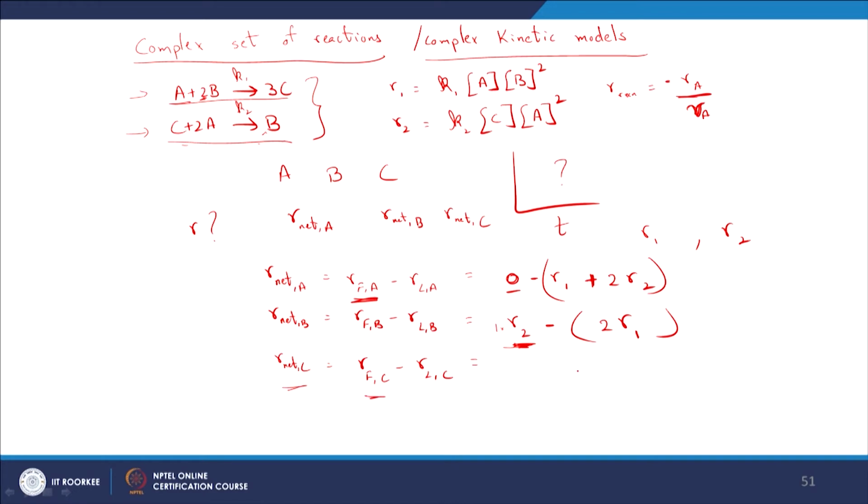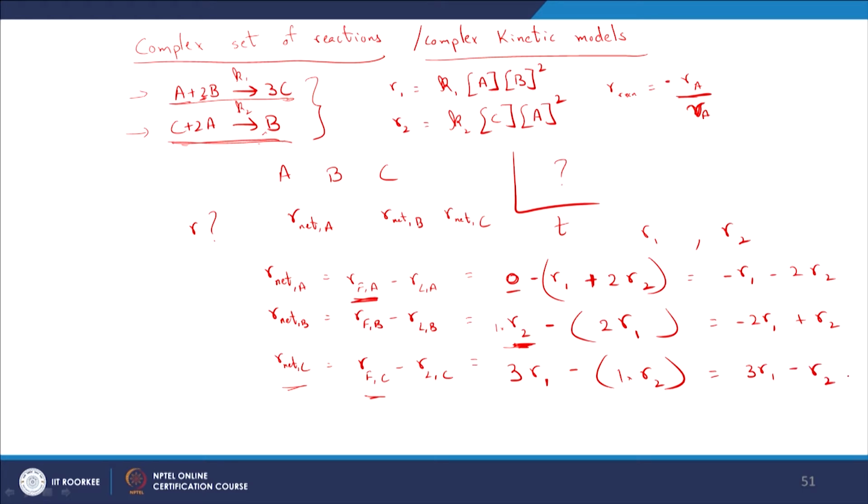How is C being formed? It is being formed in the first reaction, right? And what is the stoichiometric coefficient there? It's 3, so 3R1 minus, how is it being lost? It is being lost by the second reaction, right? And the stoichiometric coefficient is 1. So that's what we have here, right? So if we just simplify that here, minus R1 minus 2R2 is equal to minus 2R1 plus R2 is equal to 3R1 minus R2, right?